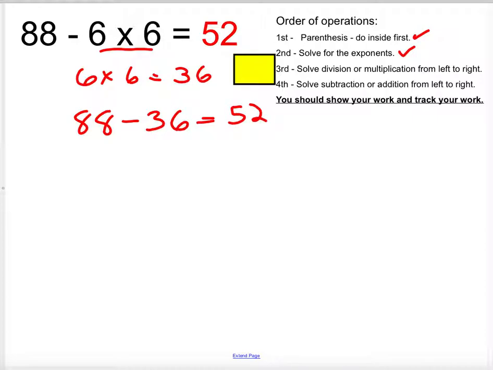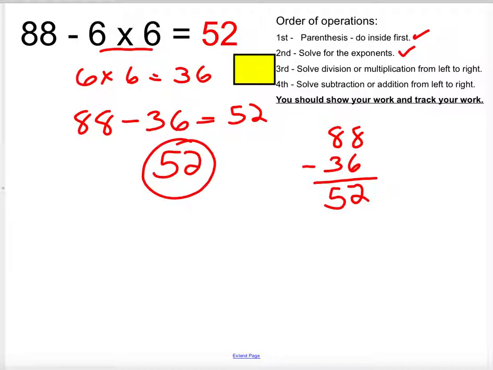So now we have 88 minus 36, and I'm going to set it up over here so I'm accurate on scratch paper. 8 minus 6 is 2. 8 minus 3 is 5. That gives us the answer of 52. Okay? So that's how we would solve that problem, okay? We did our subtraction last. We really only had two operations, subtraction and multiplication. Okay? All right, next problem.